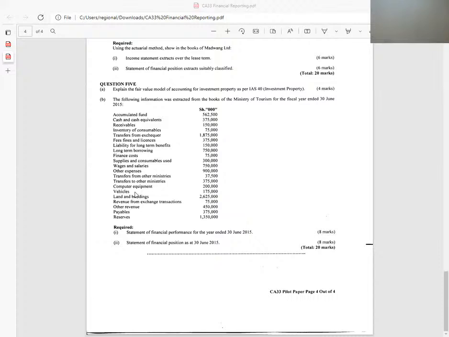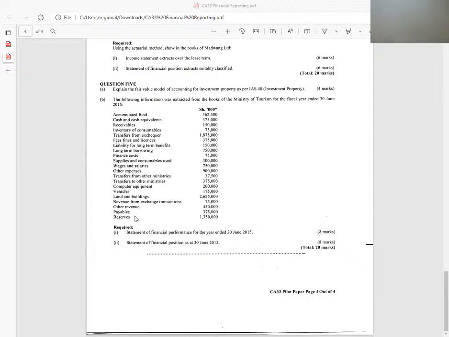How about vehicle, or rather, computer equipment are what? These are assets. The same case with vehicles, they are assets. Land and buildings, they are assets. They'll go to position. How about revenue from exchange transactions? Because the word revenue is there, it has to be performance. Thank you very much. Other revenue, of course, performance.